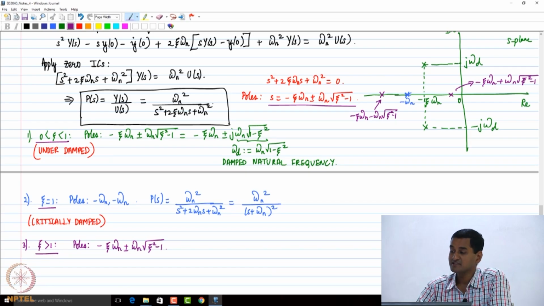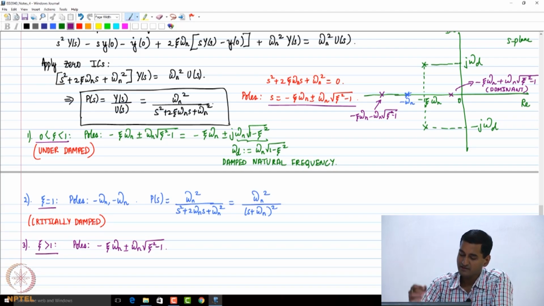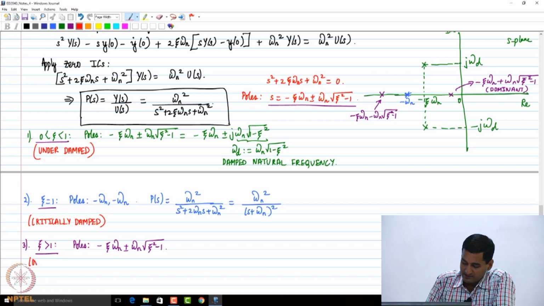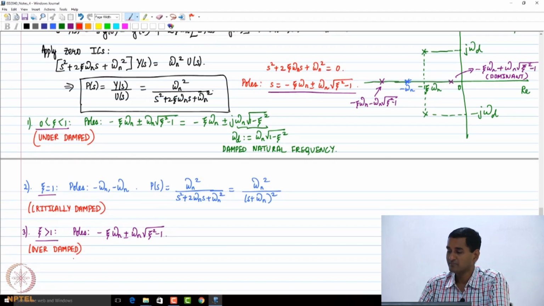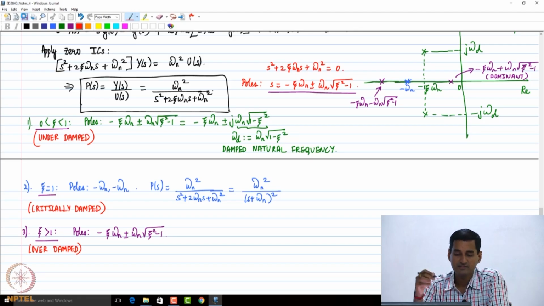As a result, this one is the dominant pole. Please remember our definition of dominant poles. The pole which is closer to the origin is what is called a dominant pole. So such a scenario where zeta is greater than 1 and we have two distinct poles on the negative real axis corresponds to what is called an overdamped case. So that's the overdamped case.